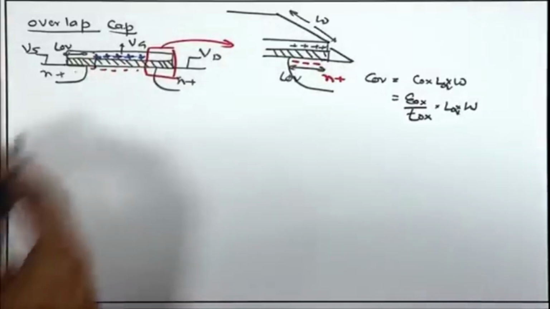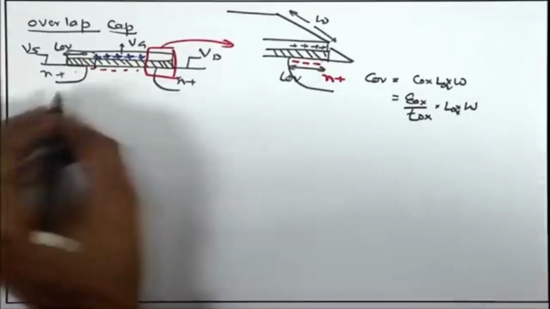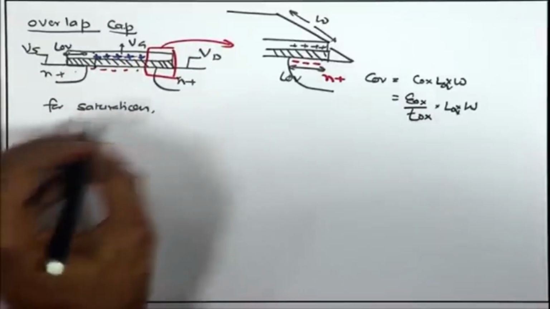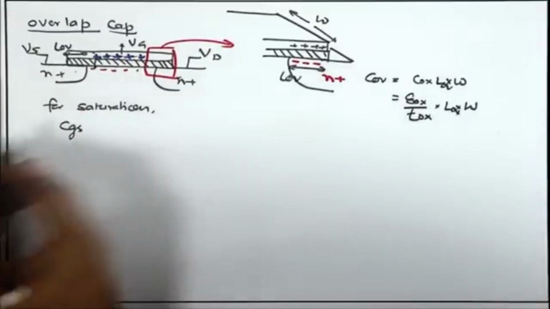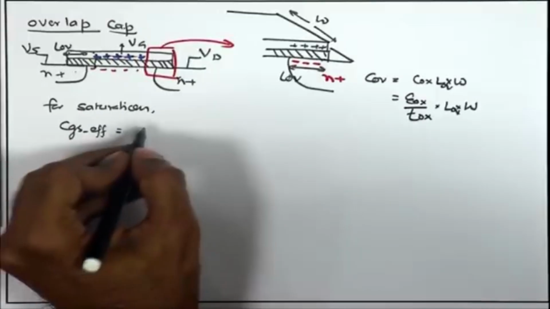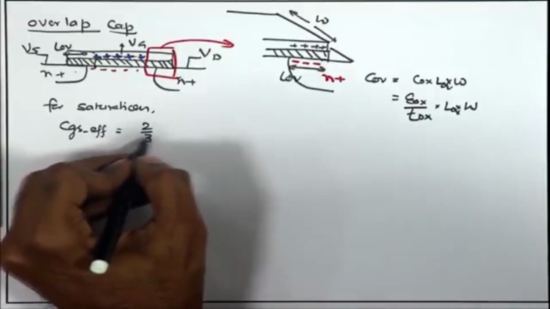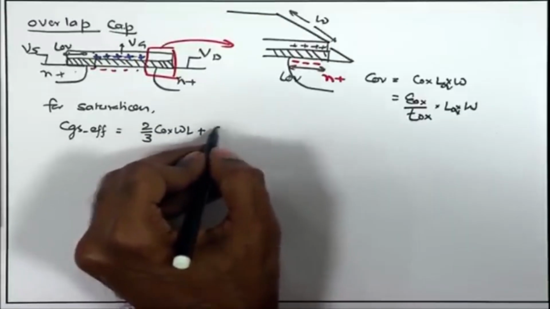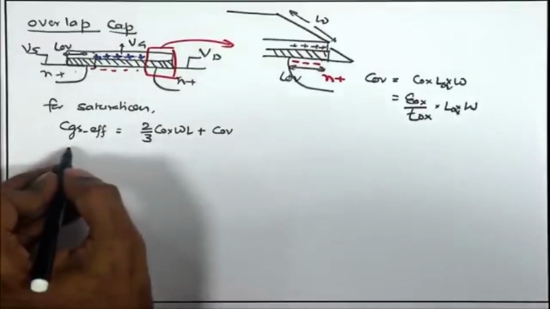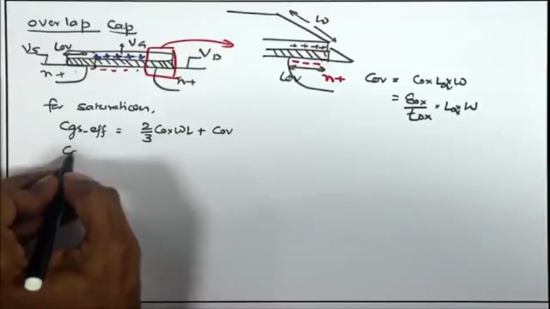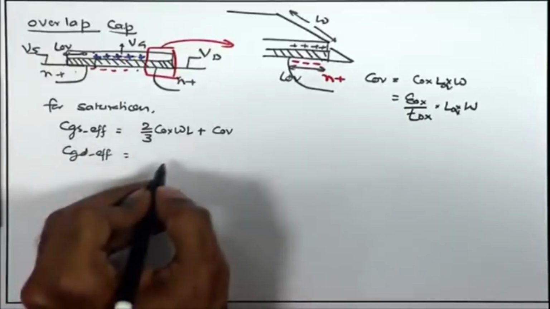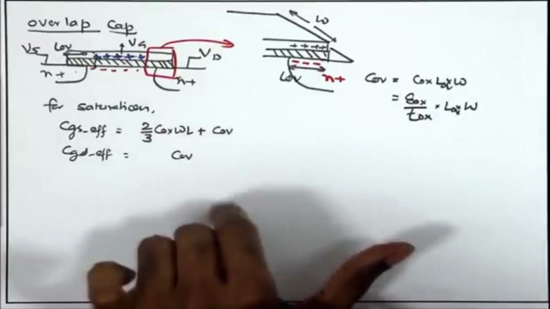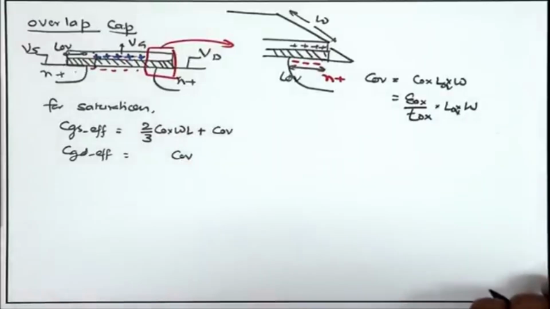So, I can write down for the saturation region: CGS effective is going to be 2 by 3 COX WL plus the C overlap. Likewise, CGD effective is only C overlap, because there is no capacitance coming from the channel charge, we only have the overlap capacitance.